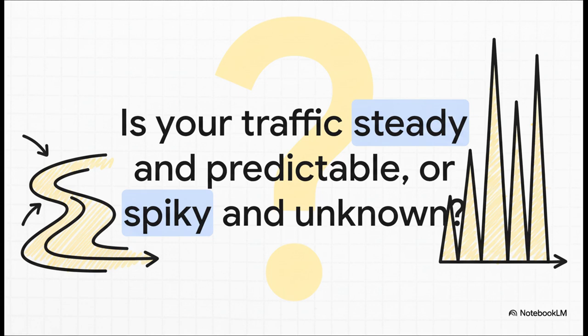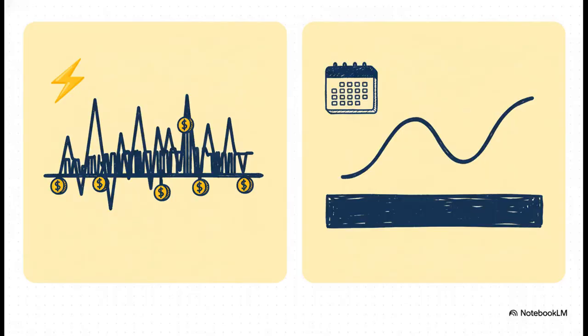Okay, so once you've figured out how you're going to access your data, the next big question is about the volume. Is your traffic nice and steady, like a predictable hum of activity, or is it all over the place, totally unpredictable with massive spikes and long quiet periods? How you answer this is going to directly impact how you manage and how you pay for your database. And that's because DynamoDB gives you two main choices.